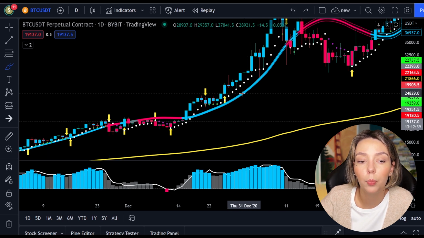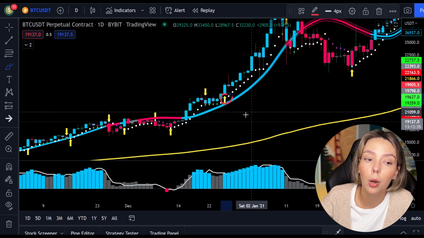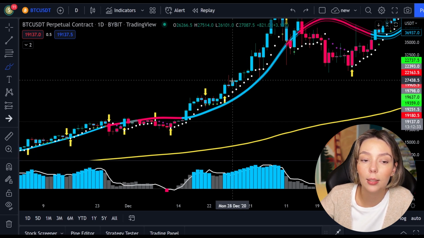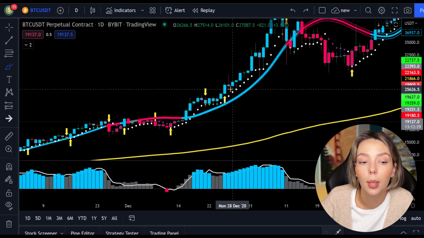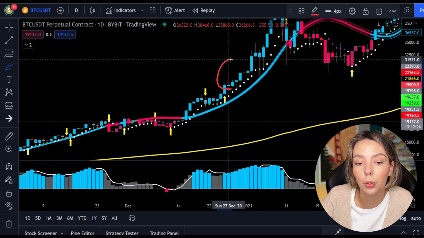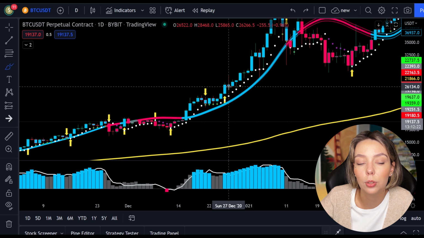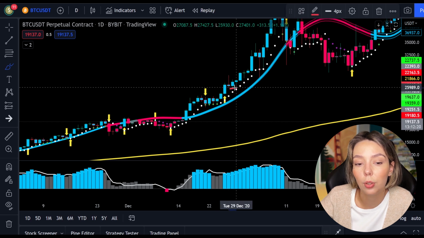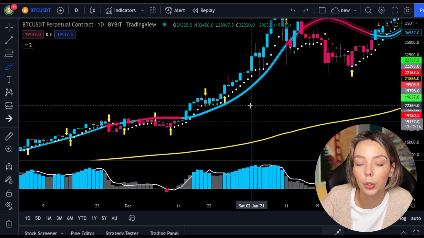Number 3, we want to wait until we get a signal with the arrow. How cool is that? It doesn't get any easier than this. This indicator actually gives you an arrow when to get in. An important tip here is that you will not get in right when you get this signal. You will wait for the candle to close because it could change and reverse. So I want that candle to close with a confirmation of going up.